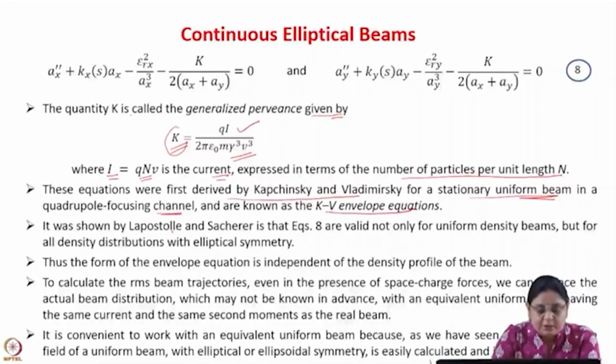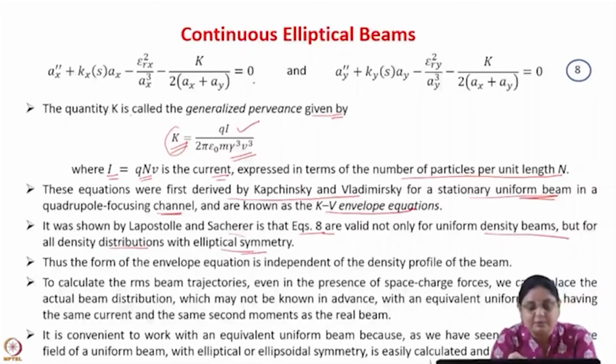It was later shown by Lapostolle and Sacherer that these equations are valid not only for uniform density beams but for all density distributions with elliptical symmetry. So even though they have been derived for uniform beams, they are valid for all density distributions. Thus the form of the envelope equation is independent of the density profile of the beam.